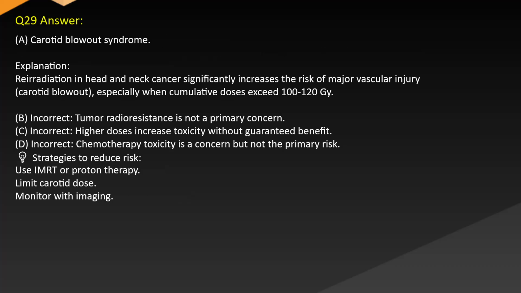Answer: A. Carotid blowout syndrome. Explanation: reirradiation in head and neck cancer significantly increases the risk of major vascular injury, carotid blowout, especially when cumulative doses exceed 100 to 120 Gy. B. Incorrect. Tumor radioresistance is not a primary concern. C. Incorrect. Higher doses increase toxicity without guaranteed benefit. D. Incorrect. Chemotherapy toxicity is a concern, but not the primary risk. Bonus, strategies to reduce risk: use IMRT or proton therapy, limit carotid dose, and monitor with imaging.